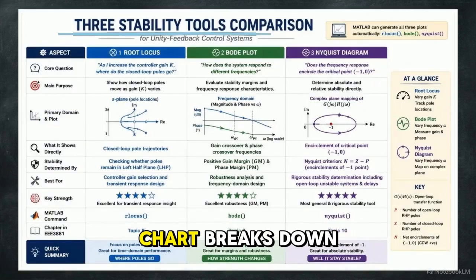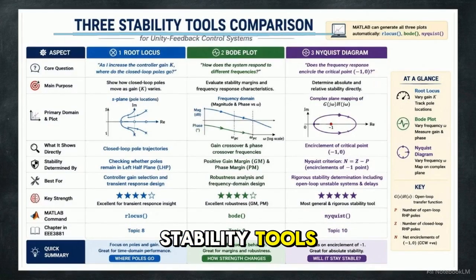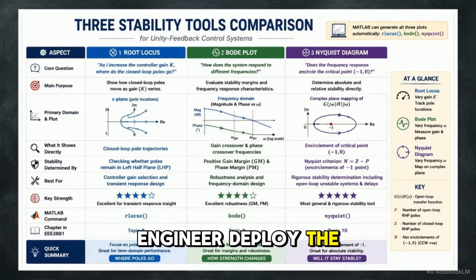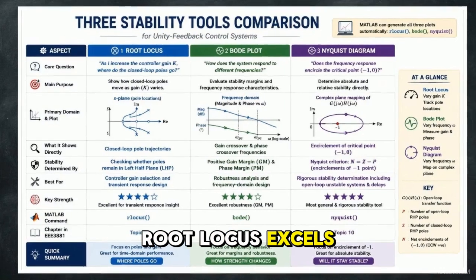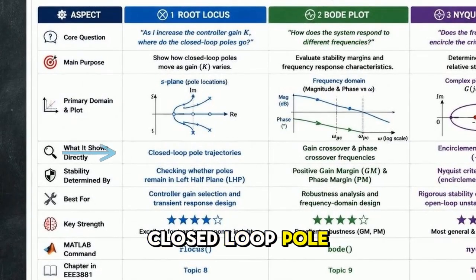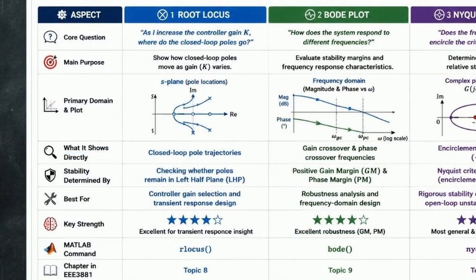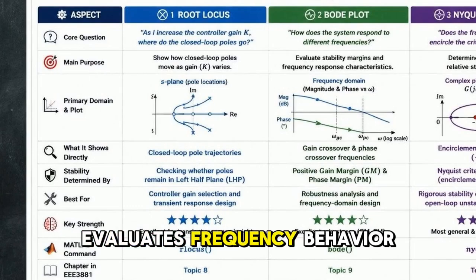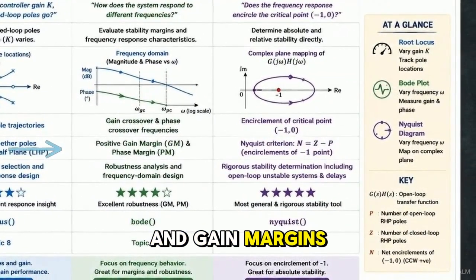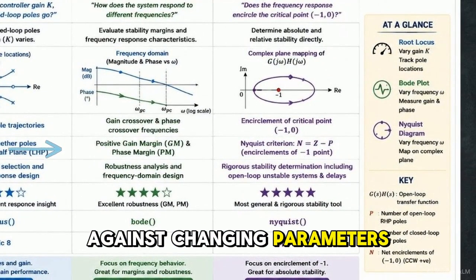This comparison chart breaks down the three main stability tools. When should an engineer deploy the Nyquist diagram instead of root locus or Bode plots? Root locus excels at showing exact closed-loop pole trajectories, making it excellent for time-domain transient response design. The Bode plot evaluates frequency behavior, measuring specific phase and gain margins to test robustness against changing parameters.